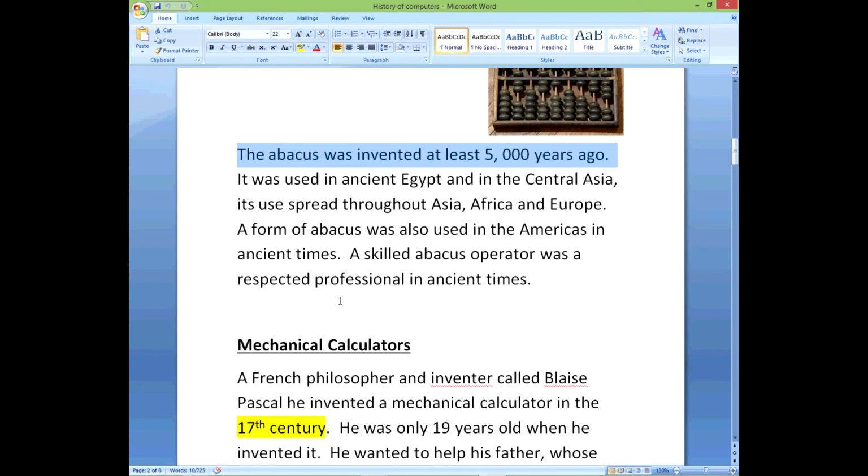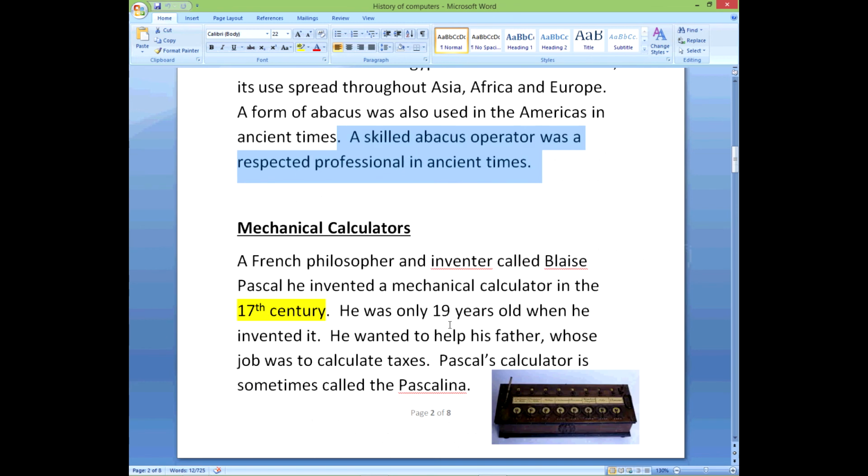I think it's much, much more than that. I think it wasn't only limited to Egypt and Central Asia. I think it was being used all over the world. Even though it said it spread through Asia, Africa, and Europe, I think it was already being used all over the world. I don't think it really started in Egypt. It's like saying all computers started one place. No, everybody was developing their own computers. It's not practical. Anyway, a skilled abacus operator was a respected professional in ancient times.